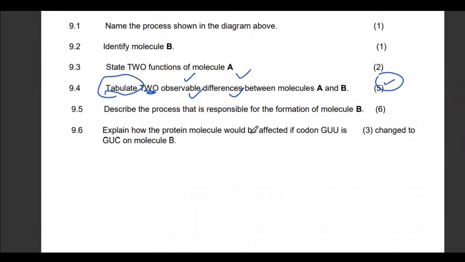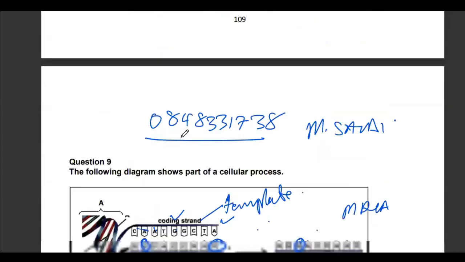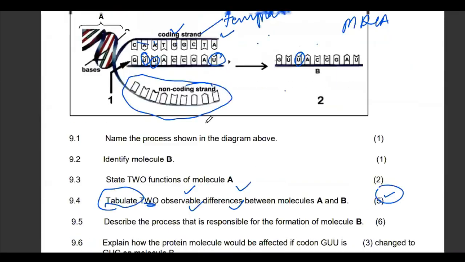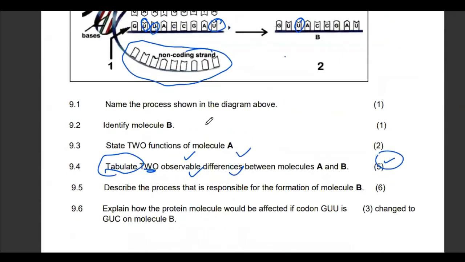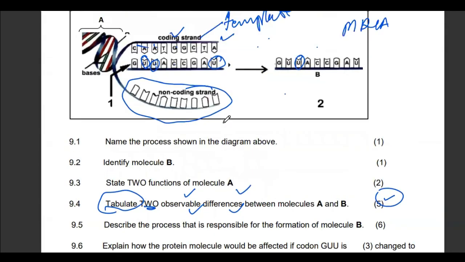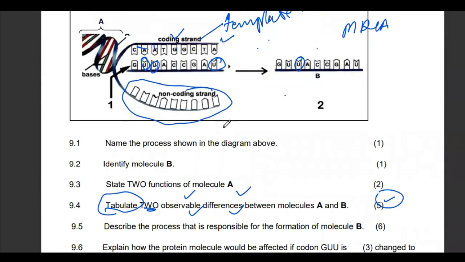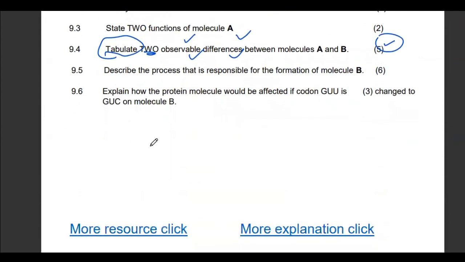Explain how the protein molecule would be affected if codon GUU is changed to CGC. So here, it depends on two things. If there is a table, yes. Now you compare the table and see if it's going to lead to a different amino acid. But because now this is open, then we assume that it's going to be a different amino acid. For example, if you say that you started with GUU, yes, and then GUC from this to that.